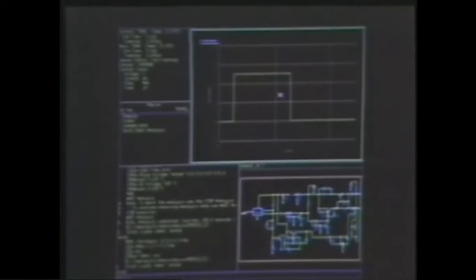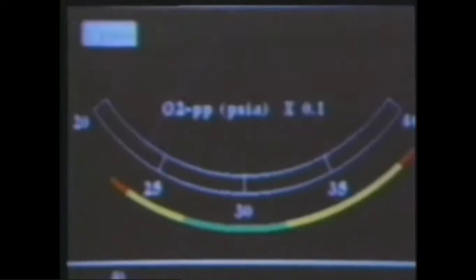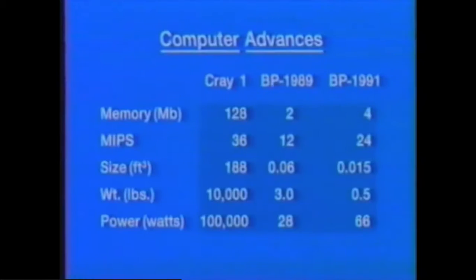SDI computing capability has grown and shrunk at the same time. SDI needs supercomputer-style capacity in space, but can't spare the room, weight, or power. While space-based computers don't need the memory, they do need the speed. Comparing a BP flight computer with a Cray-1, we see the BP has 1/3 the MIPS, or millions of instructions per second speed, but it weighs 3 pounds compared to 10,000 and uses only 28 watts of power compared to 100,000 watts for the Cray-1.